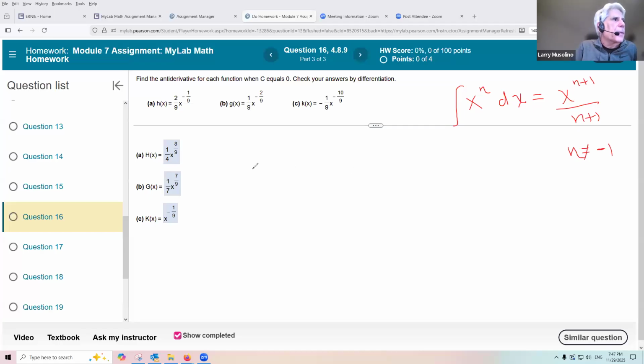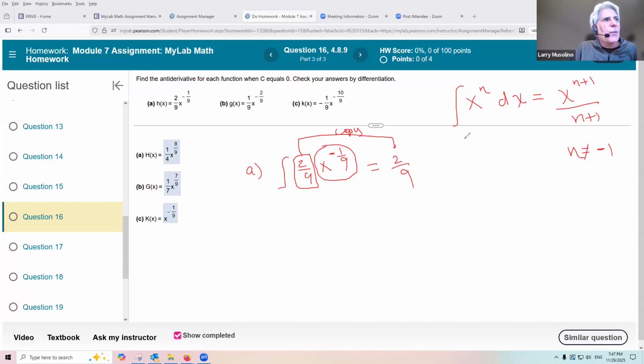So let's do part A. It's asking, what's the integral of 2 over 9 x to the -1/9? Well, this 2 over 9 is a constant in front. I just copy it over. All right, let's take the integral of x to the -1/9. Let me write it out. We're going to add 1 to that exponent and divide by that same expression, -1 over 9 plus 1.